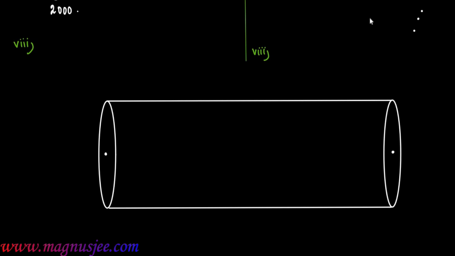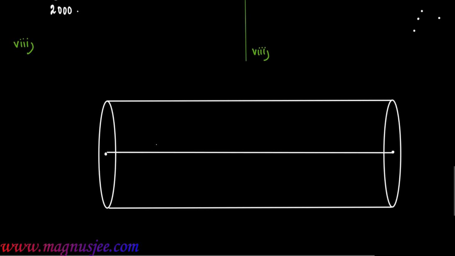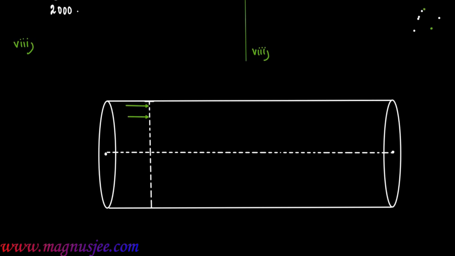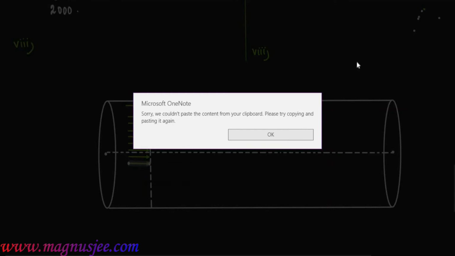We can draw a horizontal tube through which liquid is flowing. This is the horizontal axis of the tube. We can denote the axis of the tube through which liquid will be flowing in the form of different layers. We consider an imaginary vertical line, and this line indicates that different layers of liquid will be moving towards the right with the same velocity magnitude.